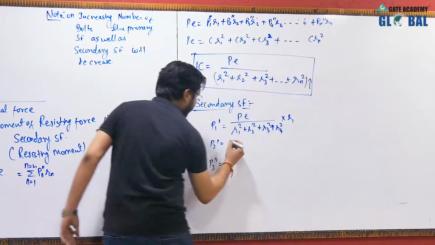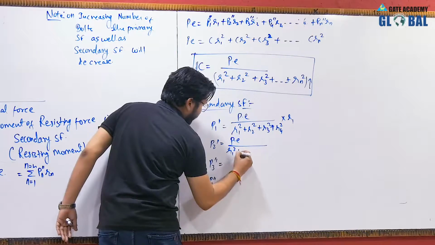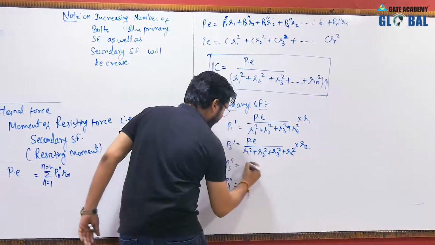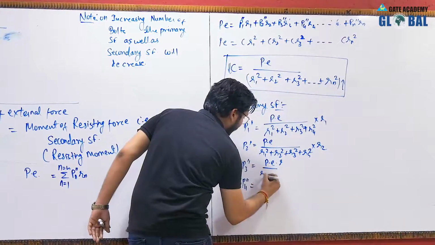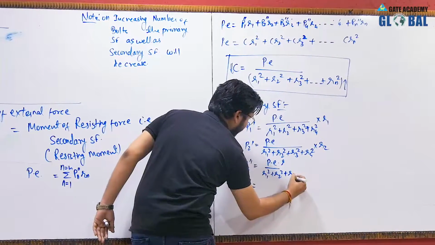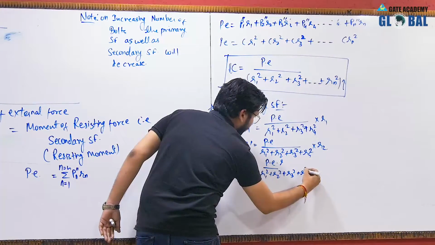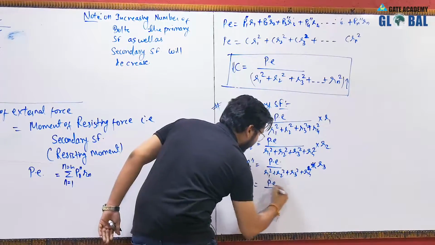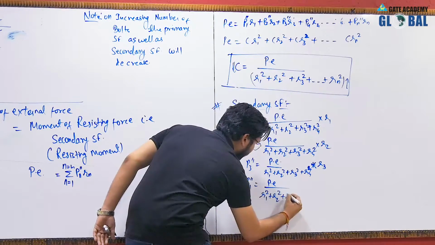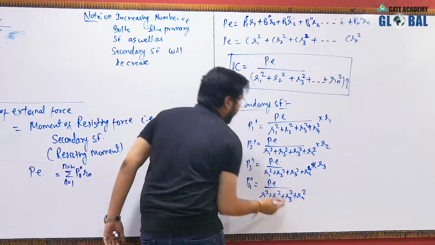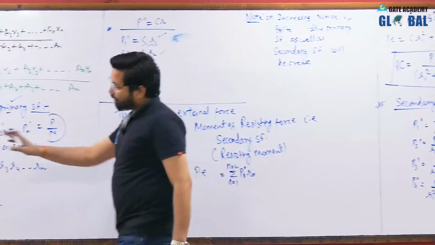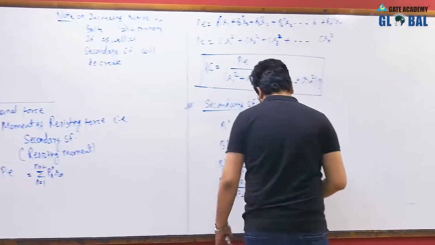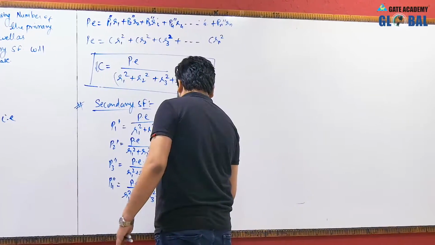This will be equal to P into E divided by R1² + R2² + R3² + R4², multiplied by R2. This will be P into E divided by R1² + R2² + R3² + R4², multiplied by R3. This will be P into E divided by R1² + R2² + R3² + R4², multiplied by R4. As in the connection given in the example we have only 4 bolts, so I am writing up to R4 only. There can be more bolts in the connection.